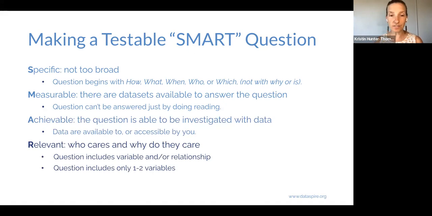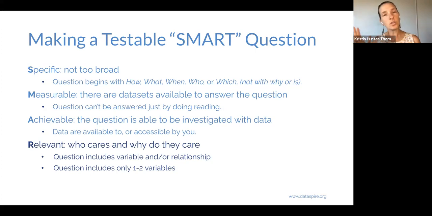The R is relevant. So who cares and why do they care? It should include which of the variables, attributes that you're looking at, and or what relationship or comparison you are trying to do. And here's the kicker for our learners: less is more. So asking testable questions that are just about one variable, or two variables if you have to as you get into upper elementary and middle school, but not in lower elementary school.